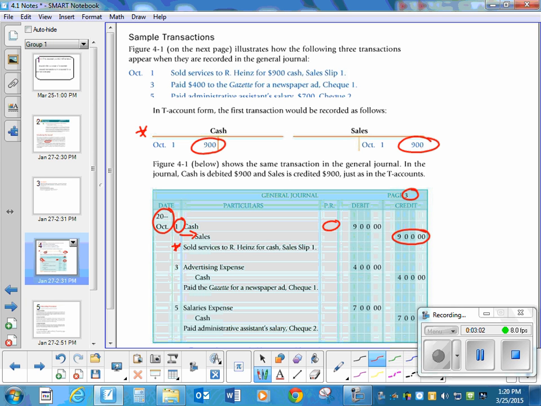If we look at the second transaction, paid $400 to the Gazette for a newspaper ad using check number 1. It's happening on the 3rd, your advertising expense is being debited and your cash is being credited, with a little memo at the end to show what you've done. On the 5th, paid administrative assistant salary $700 with check number 2. Happening on the 5th, your salaries expense will be debited, your cash will be credited. And what are you doing? You're paying salaries with check number 2. So that honestly is as difficult as general journals get.